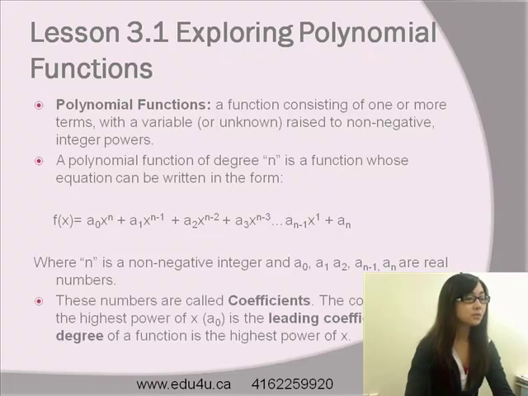These real numbers are called coefficients. The coefficient of the highest power of x, which in this case is a0, is the leading coefficient. The degree of a function is the highest power of x, and in this case it will be n.